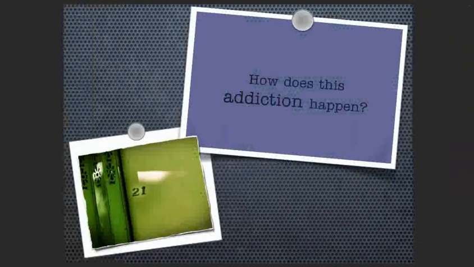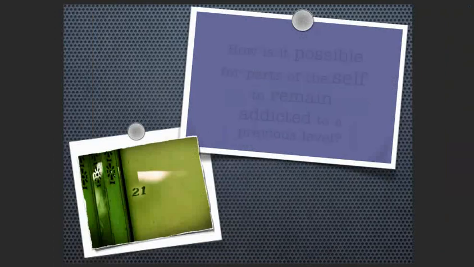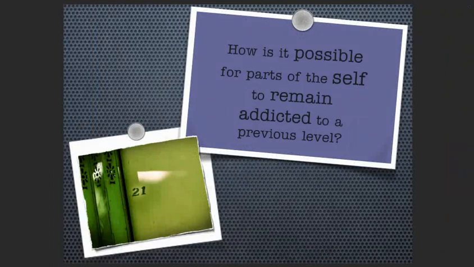So, once again, how does this addiction happen? How is it possible for parts of the self to remain addicted to a previous level? This happens in a similar fashion to what was presented in the previous section, but there is an additional detail, and this detail helps us answer how, in the process of transformation, part of the self can remain addicted to or unconsciously attached to a previous level of being. Here is the detail.